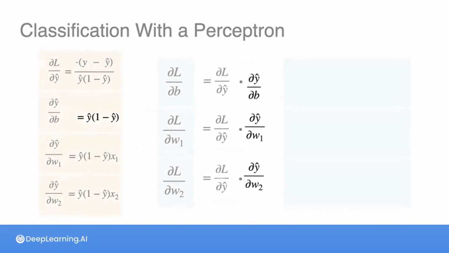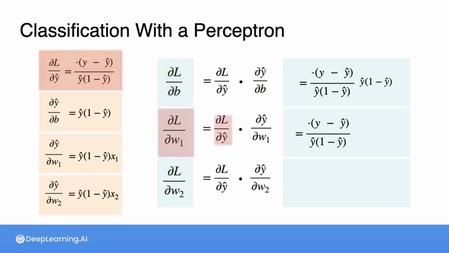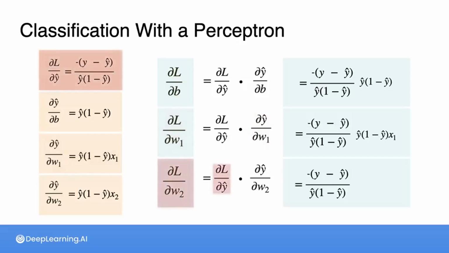So now we've calculated a bunch of derivatives. All we need to do is multiply them. So what's ∂L/∂B? Well, it's ∂L/∂ŷ, which is this, times ∂ŷ/∂B, which is this. And the same thing we do for ∂L/∂W1. It's ∂L/∂ŷ times ∂ŷ/∂W1. And finally, the same thing goes for W2. It's the usual one, ∂L/∂ŷ times ∂ŷ/∂W2.